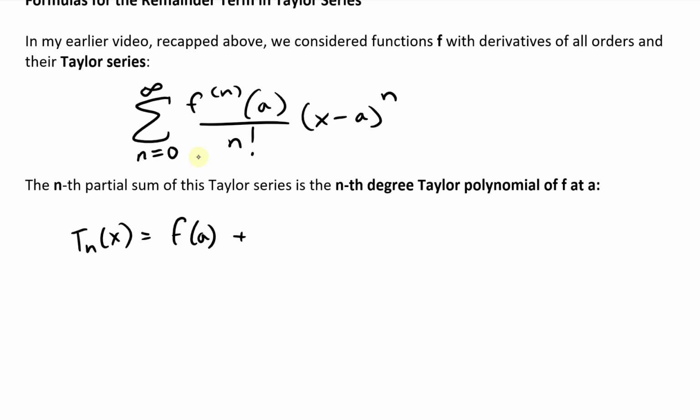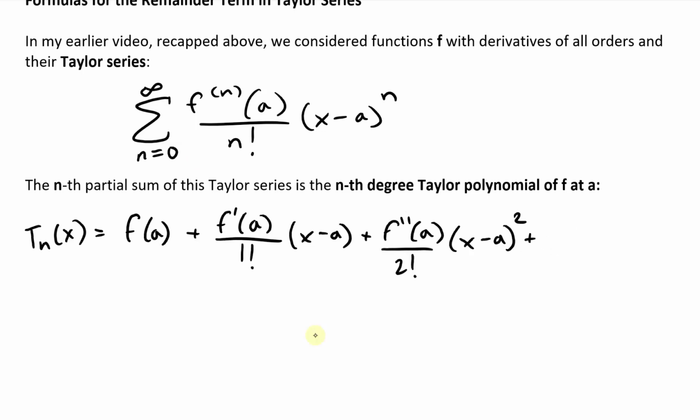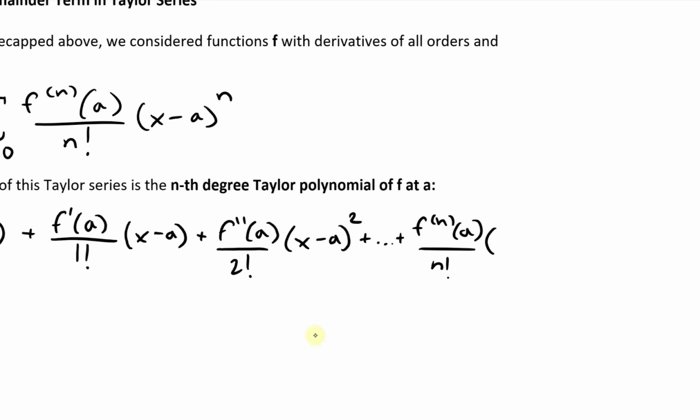Then plus the first derivative, f prime of a, when you plug in n equals 1, divided by 1 factorial times x minus a to the power of 1. The next term is f double prime of a over 2 factorial times x minus a squared. It keeps going on and on, plus dot dot dot, all the way up to the nth derivative, f^(n) of a, divided by n factorial, times x minus a to the power of n.